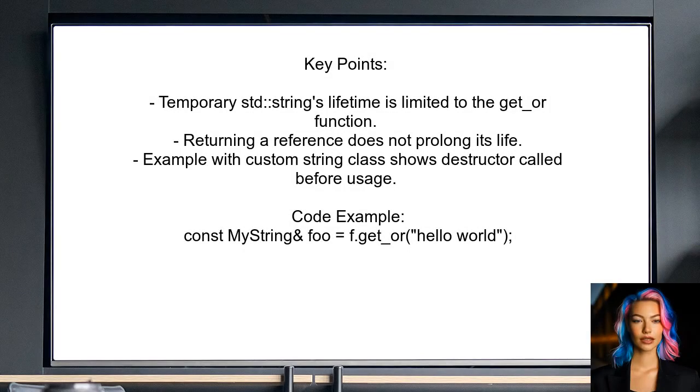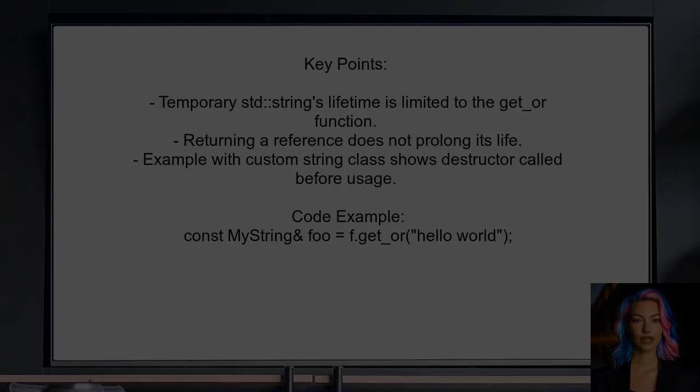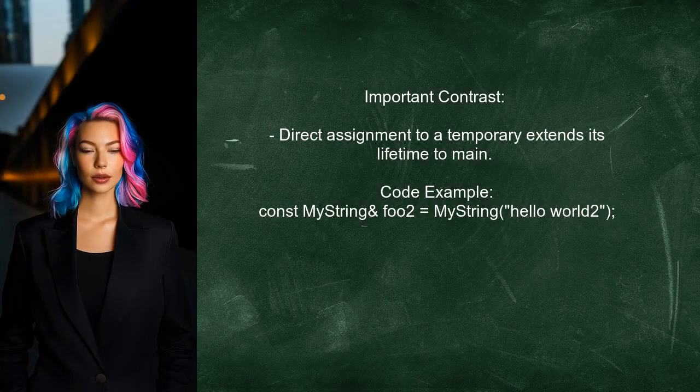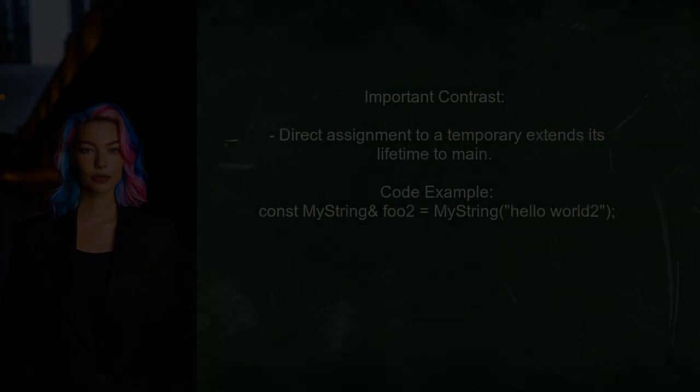The user explains that the temporary std::string created when calling getOr does not have its lifetime extended. When you return a reference to this temporary, it will be destroyed at the end of the getOr function, leading to a dangling reference. They illustrate this with a custom string class, showing that the destructor is called before you can use the reference. In contrast, if you directly assign a reference to a temporary, its lifetime lasts until the end of the main function. This allows you to use the reference safely within main.